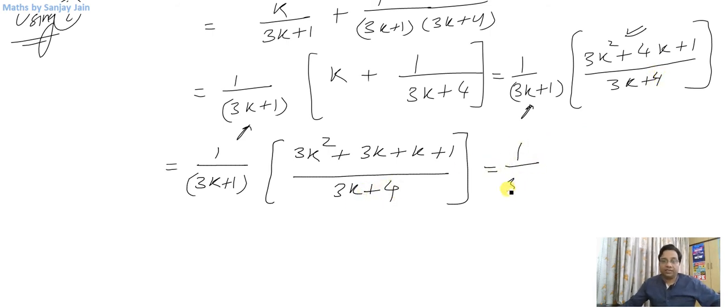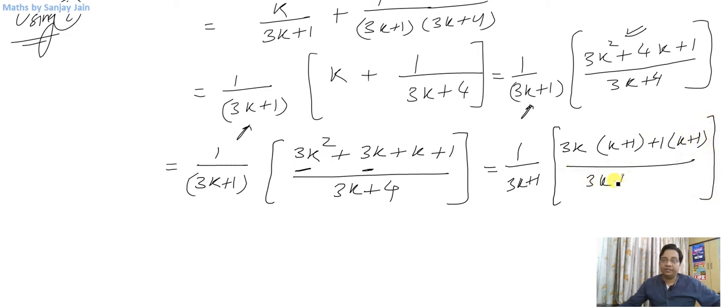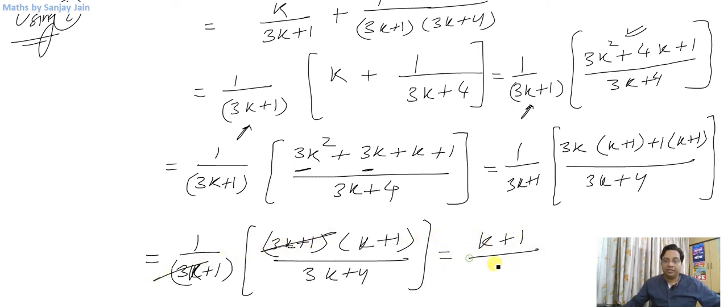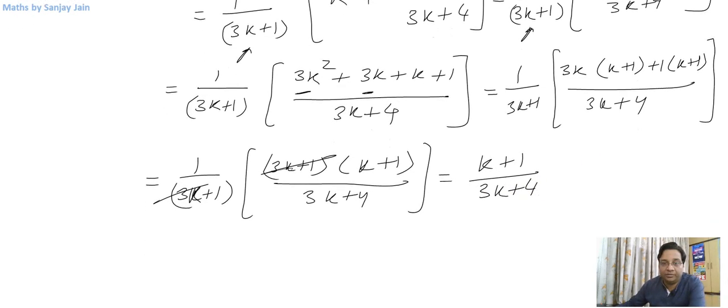Okay, so in the next step I'll write 3k plus 1 here, and if you see, I can take 3k common from these two. Inside I'll have k plus 1, then plus 1 and k plus 1 divided by 3k plus 4. And in the final step, let me write it as 3k plus 1 into k plus 1, which we already knew, divided by 3k plus 4. So this will get cancelled, and this is my right hand side of the p of k plus 1. So I can say p of k plus 1 is true.